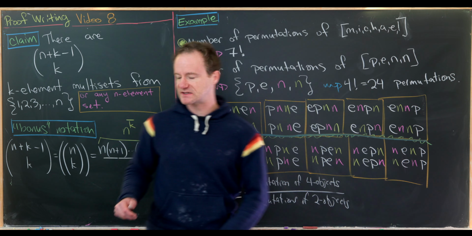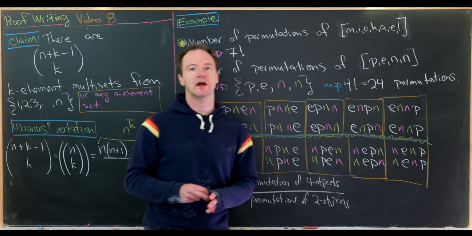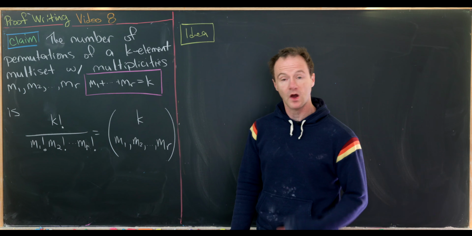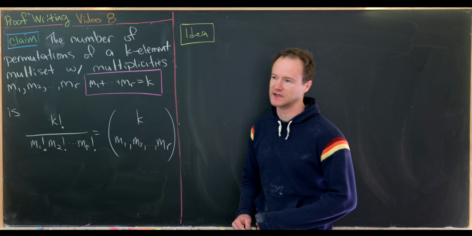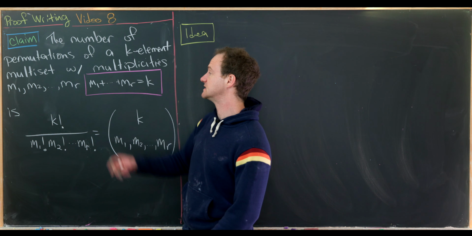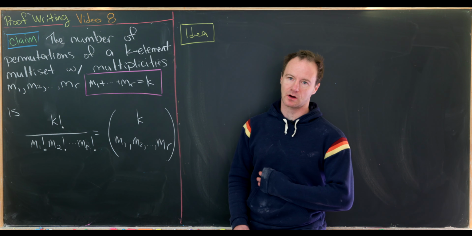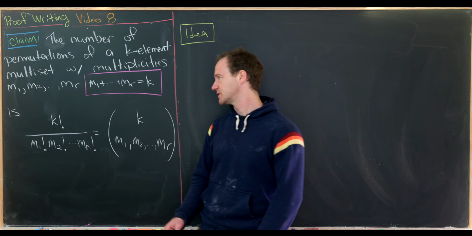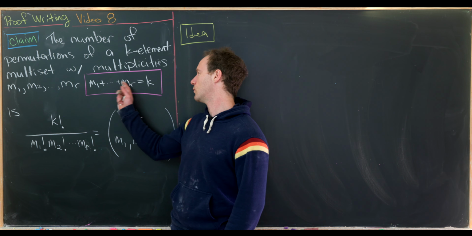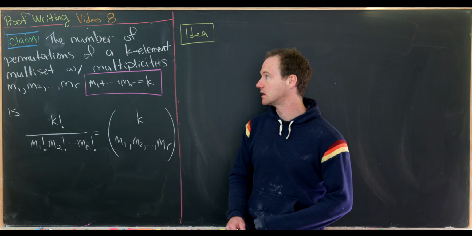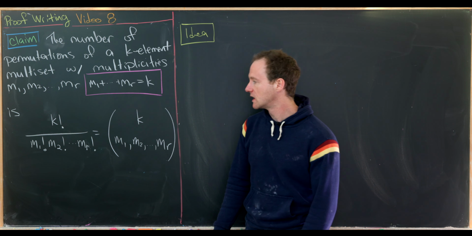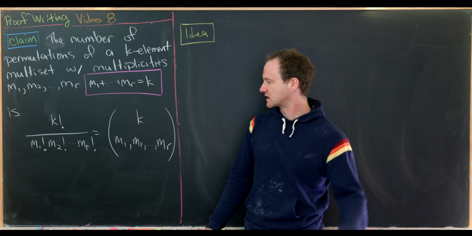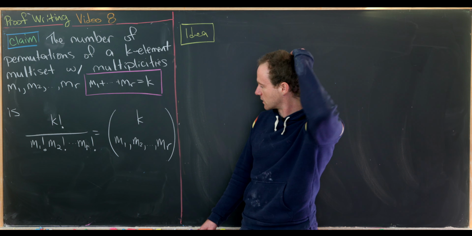And so we'll write that as a claim over here, and then we'll talk our way through the truth of that claim. Okay, so here's how we can count permutations of a k-element multiset with multiplicities m1, m2 up to mr. Let's notice if those are the multiplicities, then that means the sum m1 up to mr is equal to k. So the number of such permutations is k factorial over m1 factorial, m2 factorial up to mr factorial.